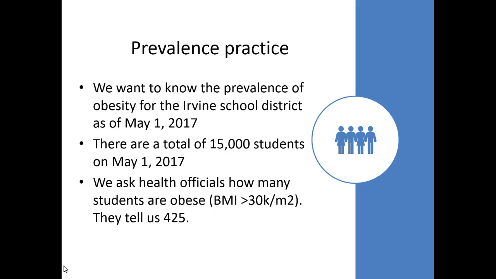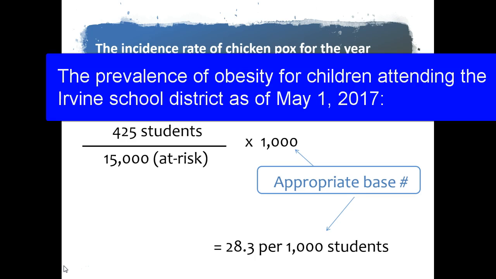So again, you take the number of people with the disease and you divide by the number at risk. So in this case, we're going to take the 425 and divide it by 15,000. And again, because the number's a little smaller, I'm going to multiply by 1,000 and I get 28.3 students. And again, we're going to round up, so we would really report 29 students per 1,000 are classified as obese. If there's any part of this that you don't understand, let's talk during an office hour so that I can clarify anything that's confusing to you.